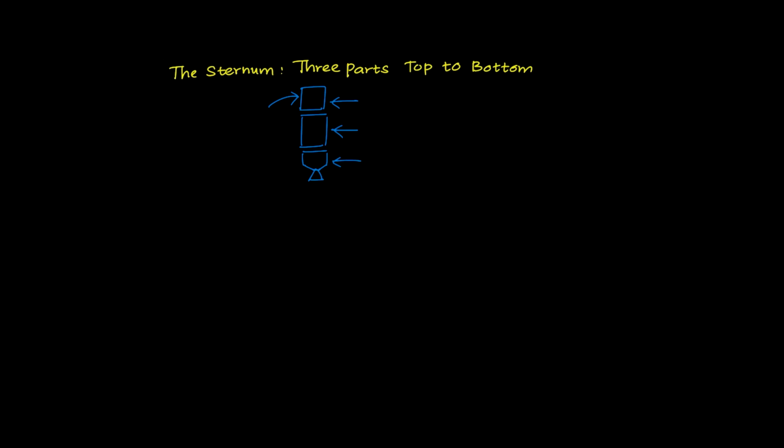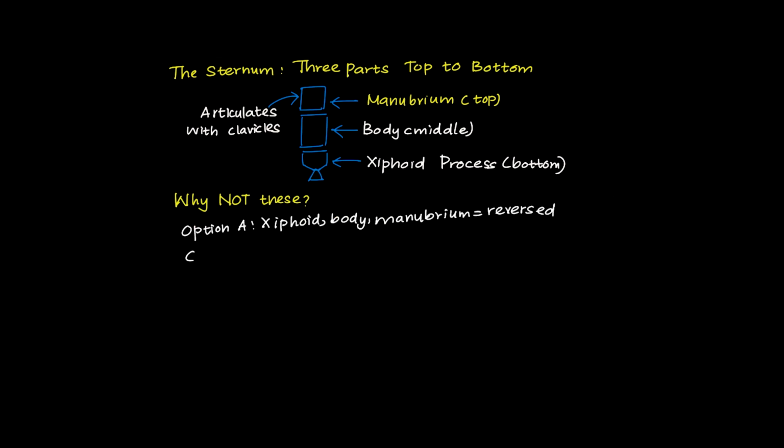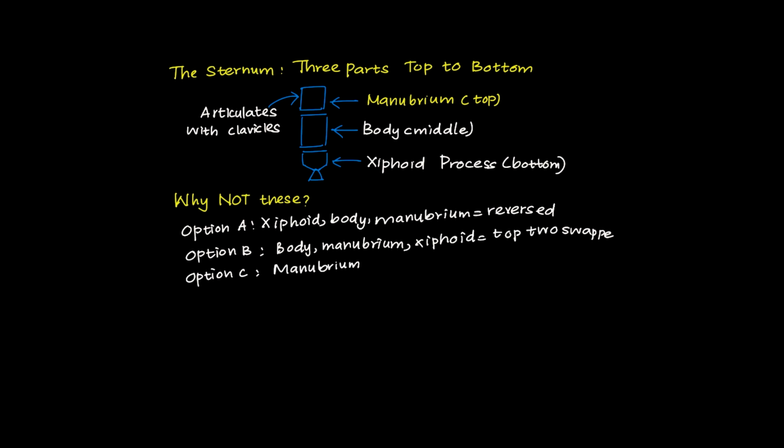The manubrium is the superior piece. It's the widest part at the top, and it articulates with the clavicles. The body is the long middle segment. The xiphoid process is the small pointed projection at the very bottom. Option A flips the order entirely, putting the xiphoid at the top. Option B puts the body first and the manubrium second. Wrong sequence for the top 2 pieces. Option C sandwiches the xiphoid between the manubrium and the body, which doesn't match anatomy. The correct order from top to bottom is always manubrium, body, xiphoid process.